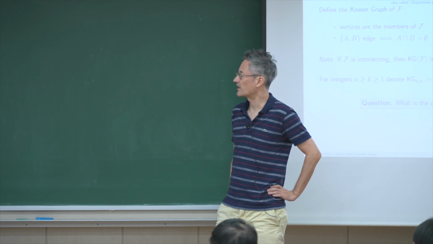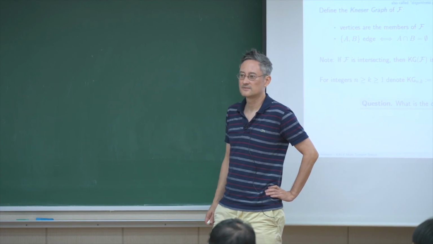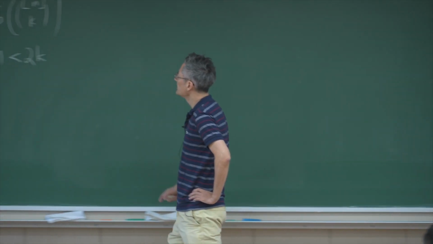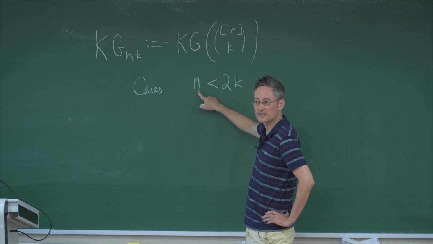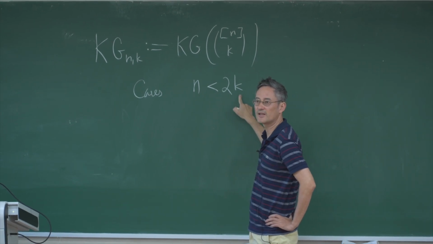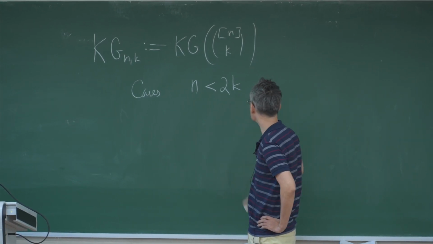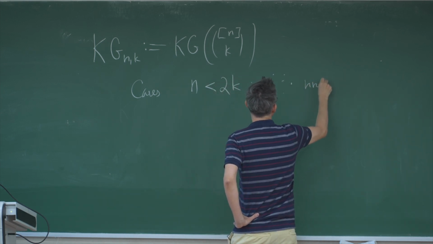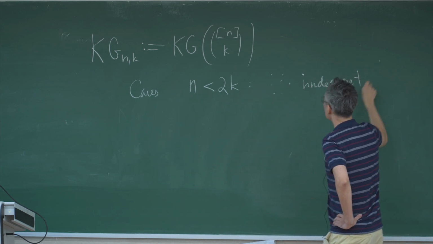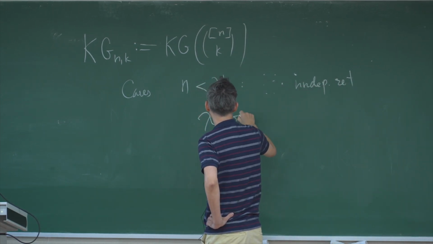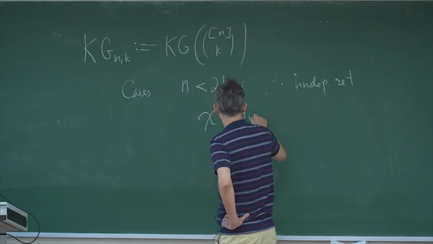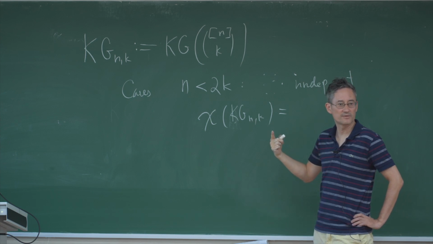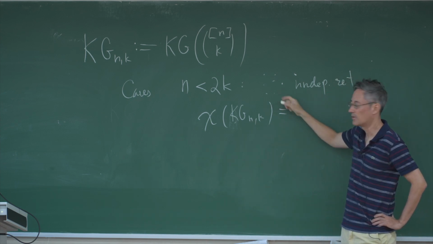How many edges does this graph have? Zero edges, right? Because I'm taking k element subsets from an n element set. If n is less than 2k, there cannot be any disjoint pair. So here, it's just an independent set. So the chromatic number of the Kneser graph in this case equals, what is the chromatic number of this graph here? 1. Yeah.